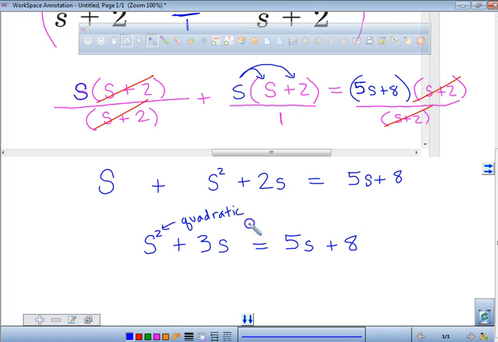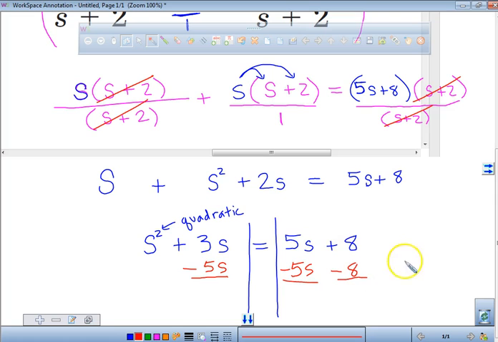Excellent. So we got to get everything equal to a 0. So what I'm going to do is I'm going to take these guys and move them over to the left. How do I get rid of a 5? I heard you, Austin. We're taking away 5s from both sides. To get rid of a positive 8, we have to take away an 8. Now, some people like to say use the additive inverse, and that's okay too.